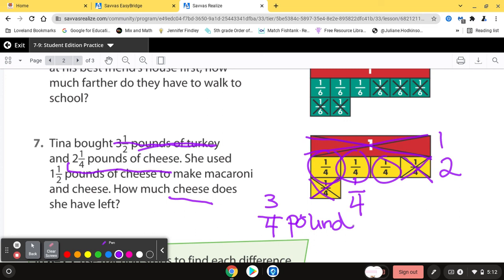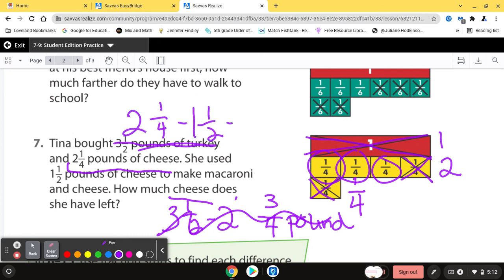And as an equation, we have 2 1/4 minus 1 1/2 equals 3/4. And again, we're talking about pounds of cheese left.